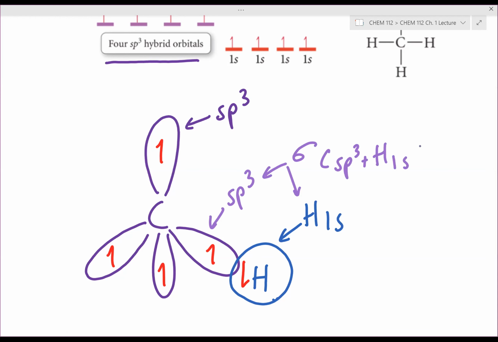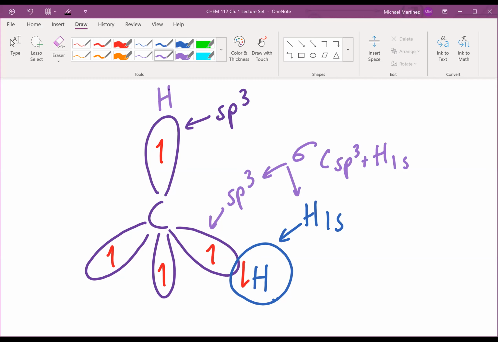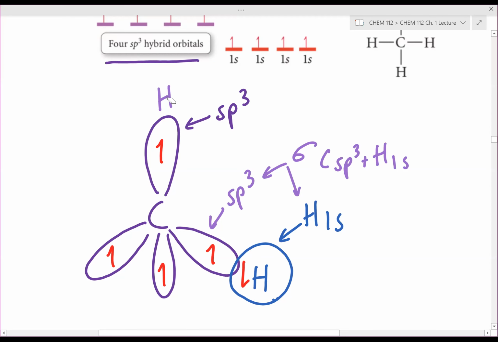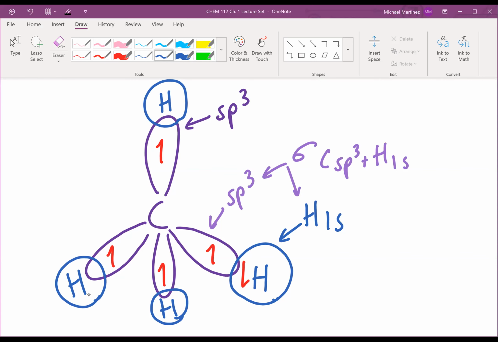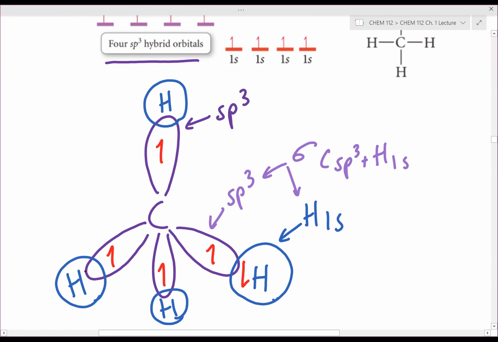Now, you can draw this orbital overlap as either overlap of two atomic or hybrid orbitals, or you can draw the MO. Both are fine. Now, we can repeat this process for our other 3 hydrogens. And in turn, we have a complete description of the orbital overlap and bonding for methane.